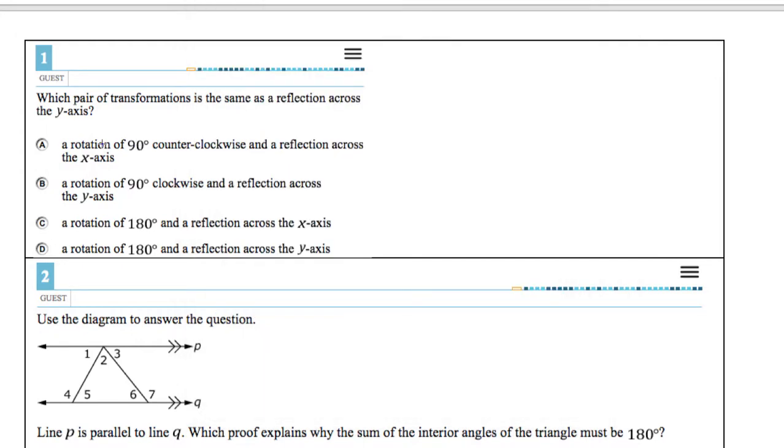Let's try the first one, a rotation of 90 degrees counterclockwise and then a reflection across the x-axis.